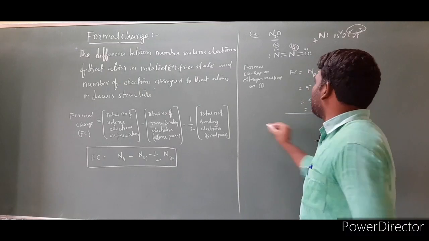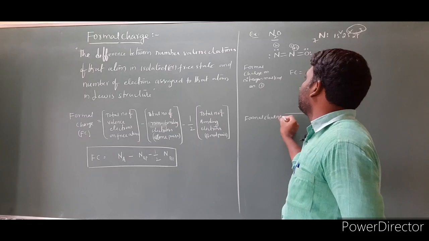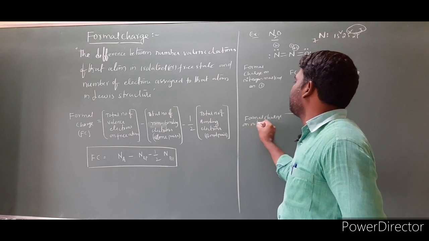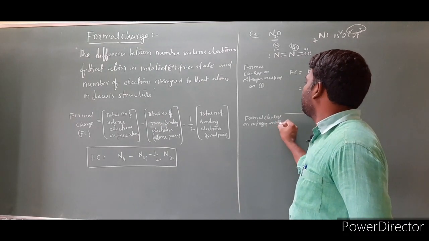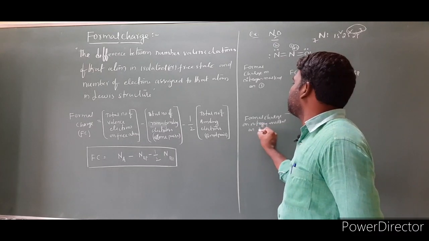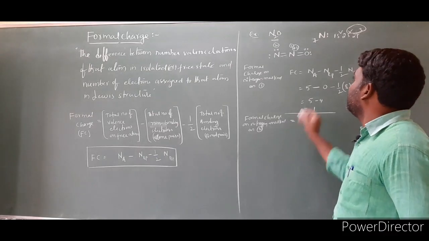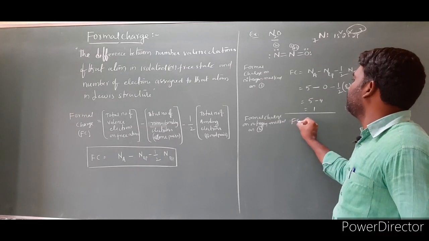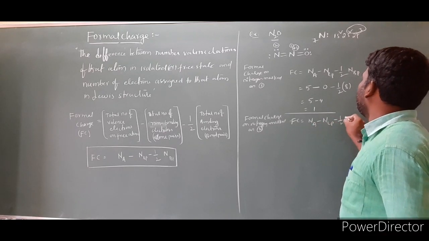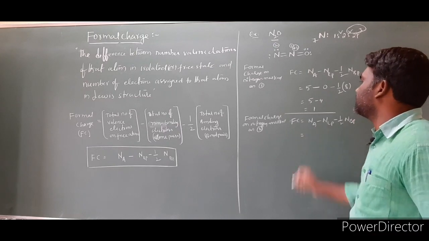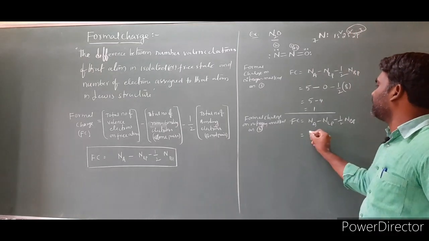Then this is completed. Now the formal charge on the nitrogen marked as 2. Same formula. What is the formula? Formal charge is equal to number of valence electrons minus number of lone pair electrons minus half into number of bond pair electrons. Valence electrons: 2 plus 3, 5. This is the same.